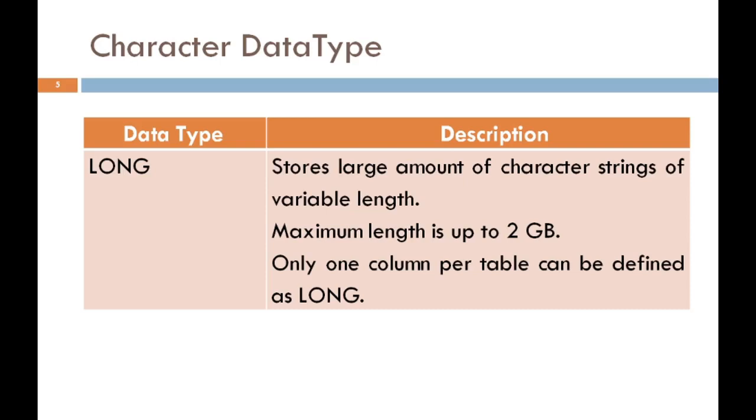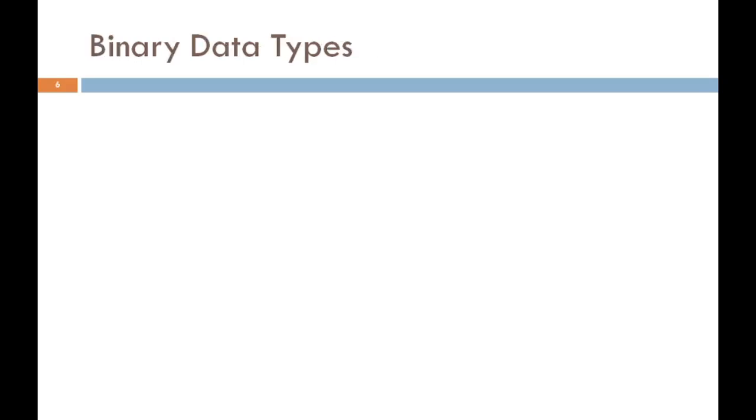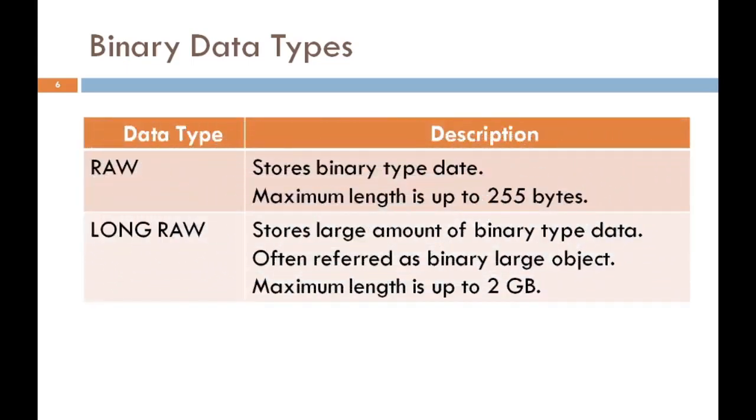So these are the character data types which are used in SQL based on the requirement of the user, for example, student name, employee name, address. The next one is the binary data type. Binary data type is a special data type in SQL which is used to store any kind of binary data like an image, word file, text file, etc.